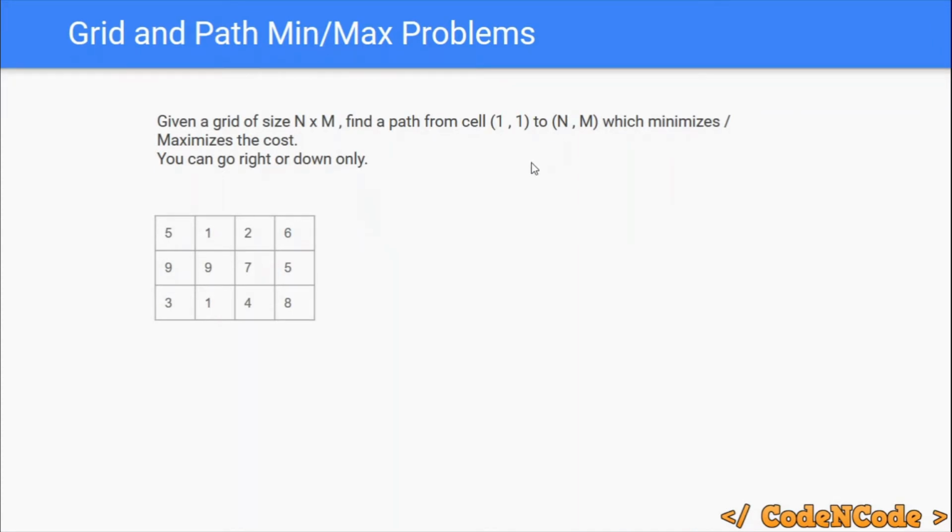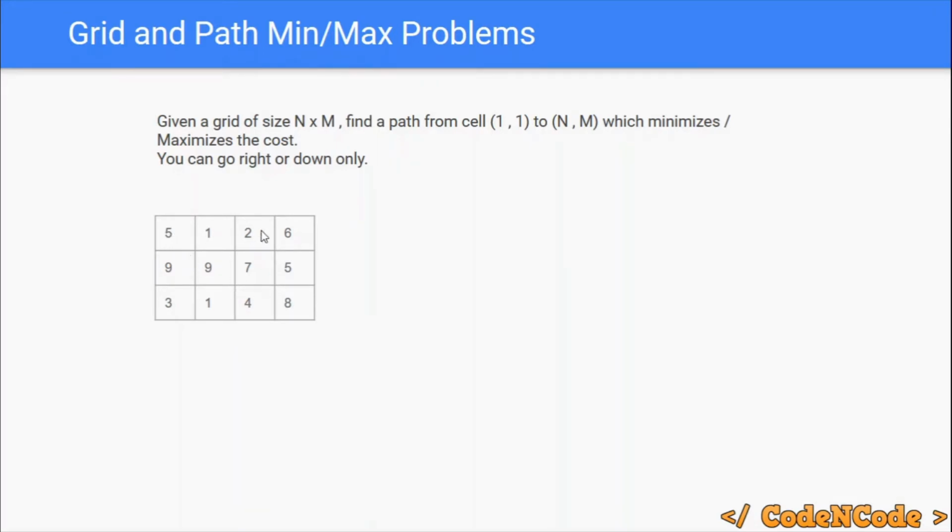You are given a 2D grid of size n cross m, and you have to start from cell 1,1 and you have to reach cell n,m. Each cell has a certain cost, so you have to find the path from cell 1,1 to cell n,m which minimizes the cost of the path. Now the only movement that we are allowed to make is, from a cell, you can go down or you can go right. So we have to reach from here to here.